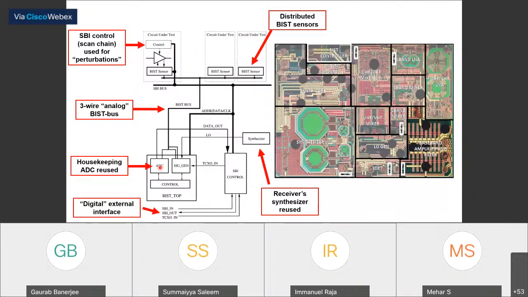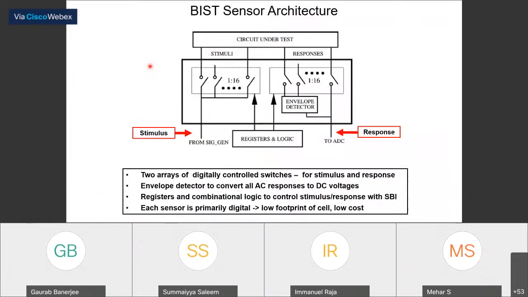And then we put it into an ADC. Again, this ADC was a reused ADC. Every chip has something called a housekeeping ADC that monitors various parameters and looks at the chip's temperature and all these things. So we thought, why not design the whole system around that? Because again, the idea was to keep the BIST area as low as possible, purely for commercial reasons. And again, we also used a fully digital bus to excite the various sensors and test the various circuits.